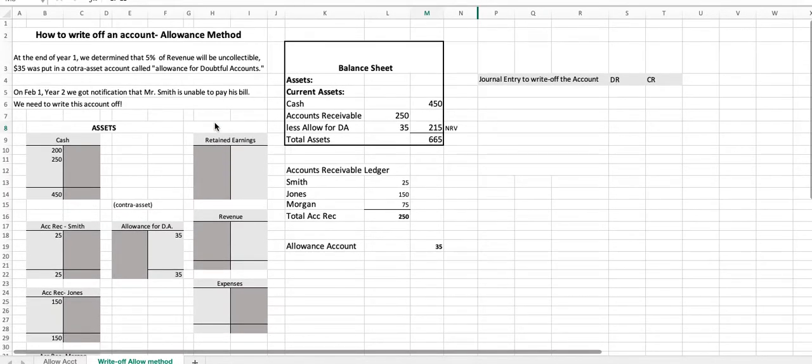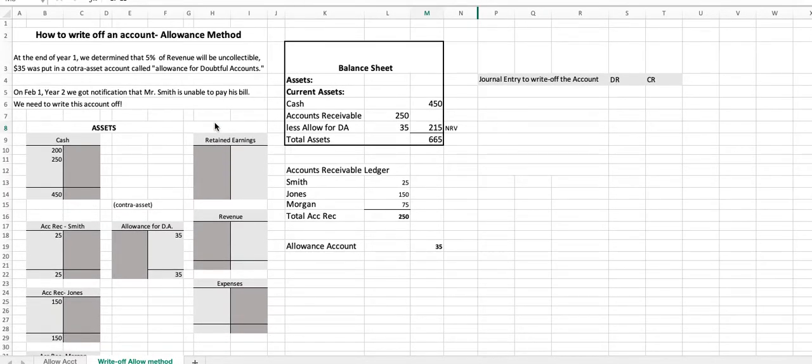Hello everyone. Today we're going to learn how to write off an account when we use the allowance method. For our example, at the end of year one, we determined that 5% of revenue earned would be uncollectible. So we put $35 in a contra asset account called allowance for doubtful accounts.